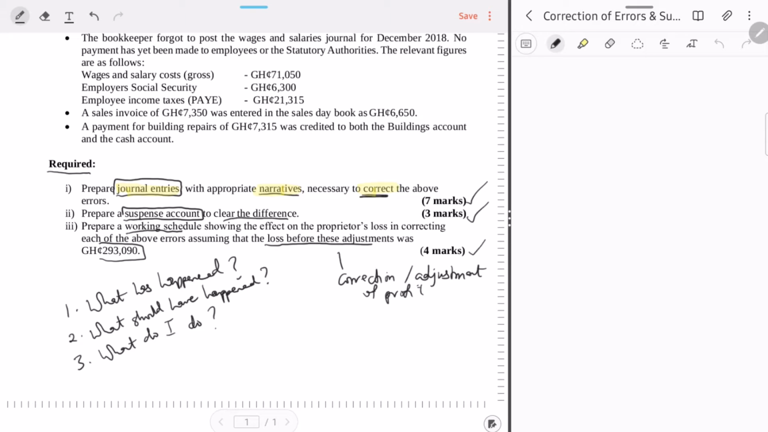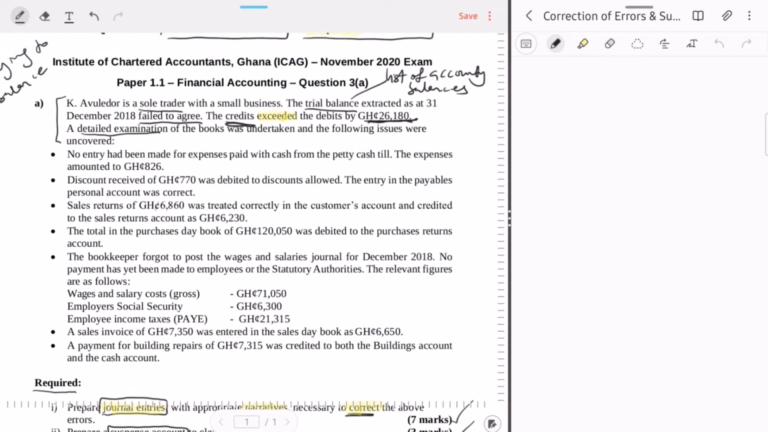So to even make it sound funny, first question is, what has happened? Second question is, what should have happened? And the third question is, what should I do to make what has happened become what should have happened, right? So that's what we're going to do. For each one, I'll tell you what the mistake is and what the right thing should have been, and then we'll correct it.